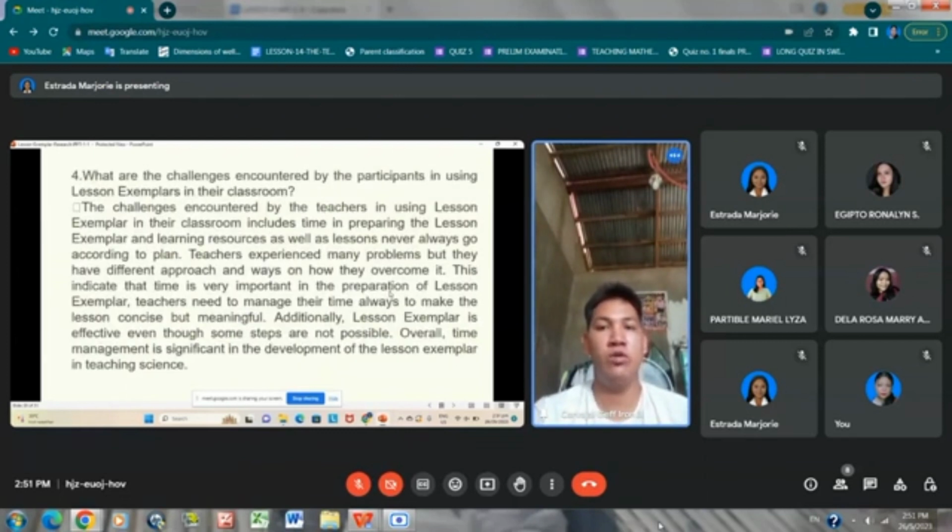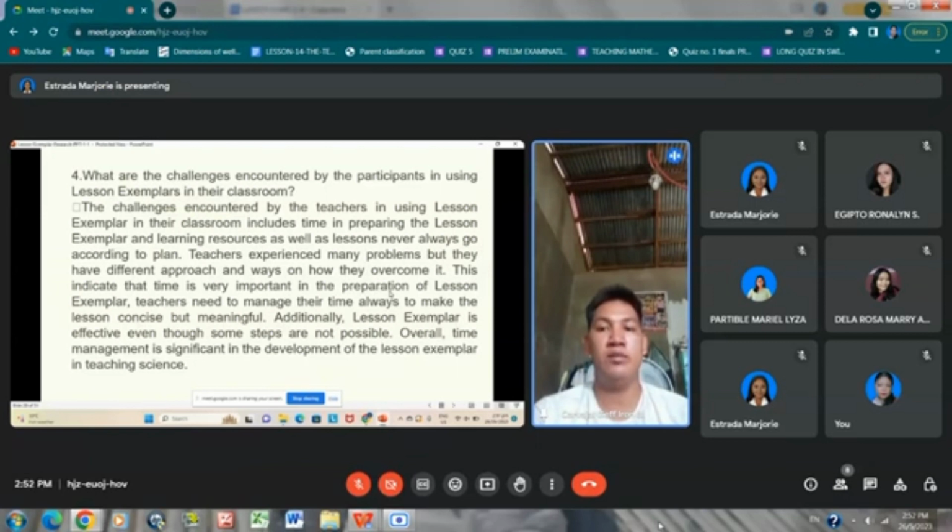Number 4, what are the challenges encountered by the participants in using lesson exemplar in their classroom? The challenges encountered by the teachers in using lesson exemplar in their classroom include time in preparing the lesson exemplar and learning resources, as well as lessons never always go according to plan. Teachers experience many problems, but they have different approaches and ways on how they overcome it.